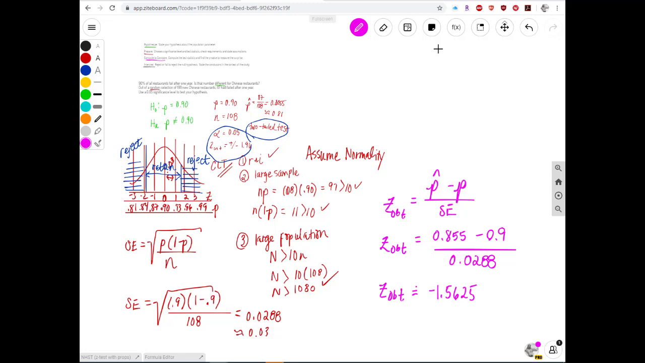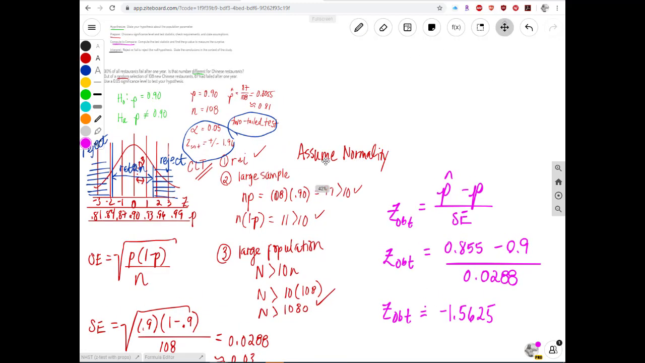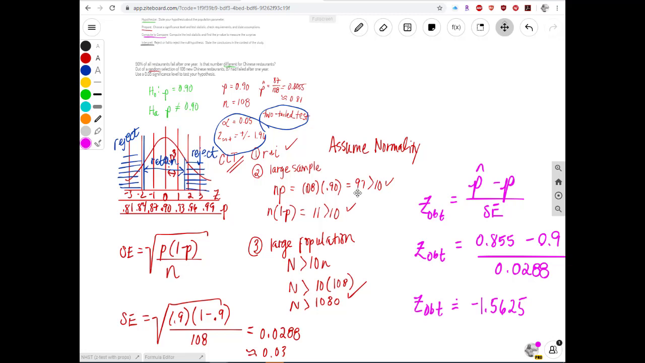Let's see where this thing is falling. I'm going to blow this up a little bit. Okay, so negative 1.56 is actually going to be right about here. See that? It is in the area of retention. So this is my z obtained of negative 1.5625. So this is looking like it's going to be retained.